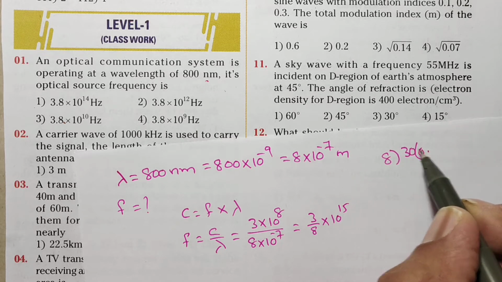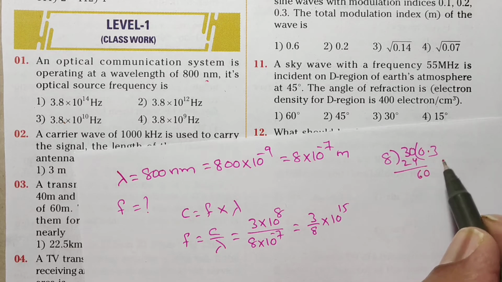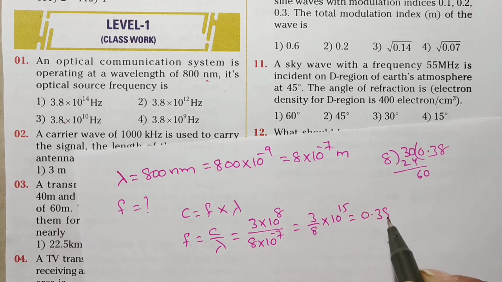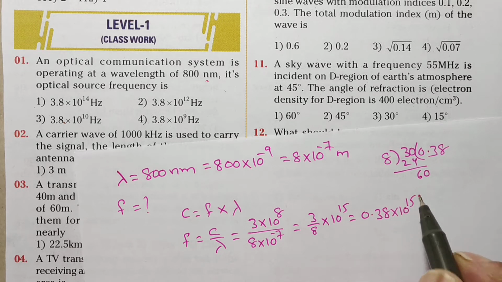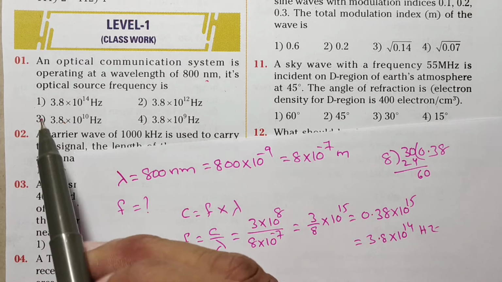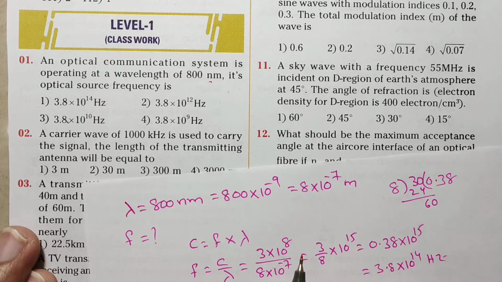0 point, 8 3 is 24, that means 6, 0, 8 8 64. That means 0.38 into 10 to the power of 15, approximately 3.8 into 10 to the power of 14 hertz. That means which option is correct? The first option is correct.